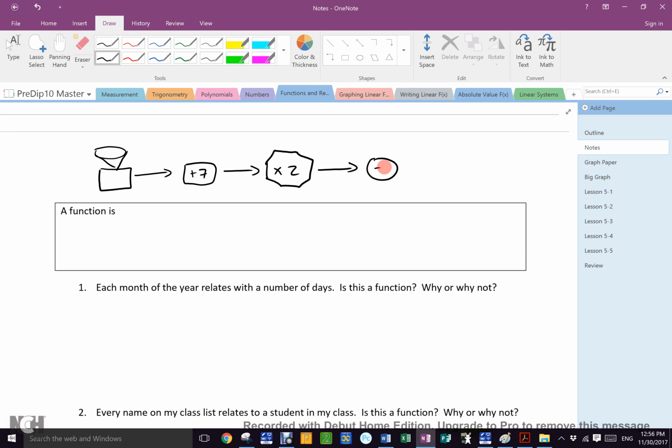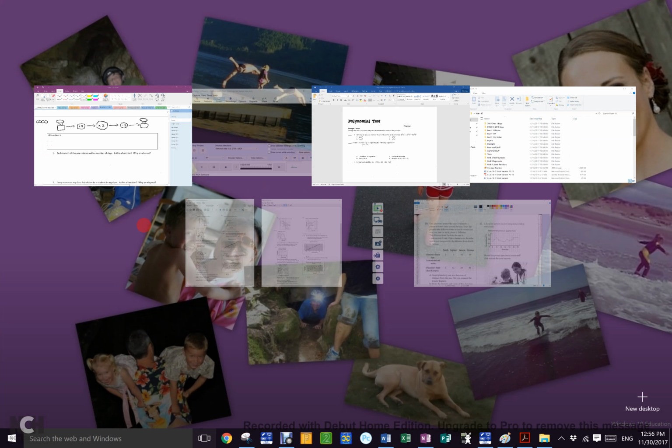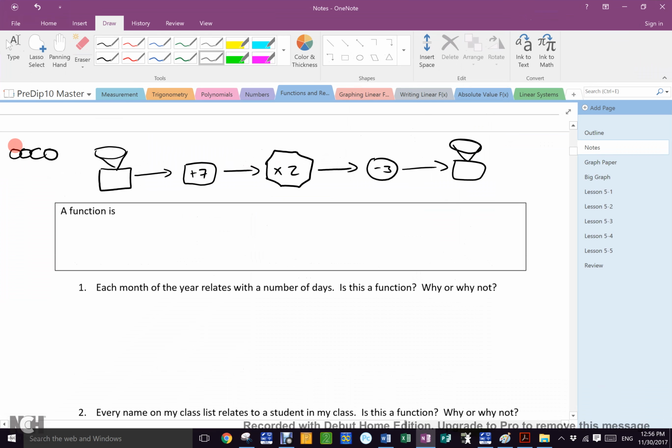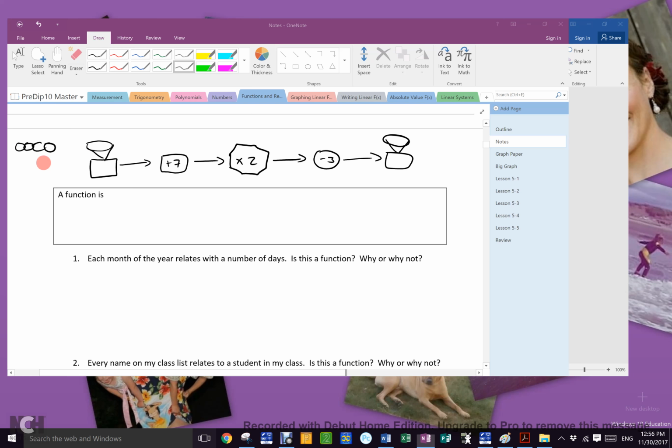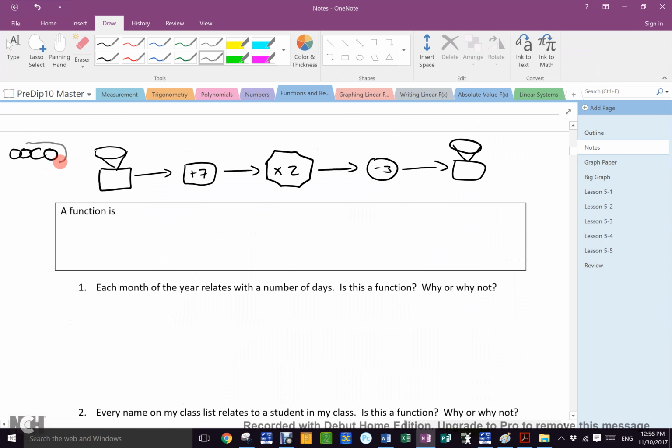And if you had one of the slightly fancier textbooks, you had a drawing of a little conveyor belt or something here. And on the conveyor belt were numbers.